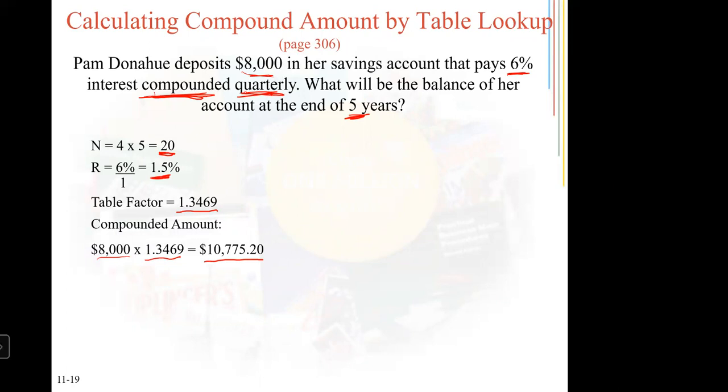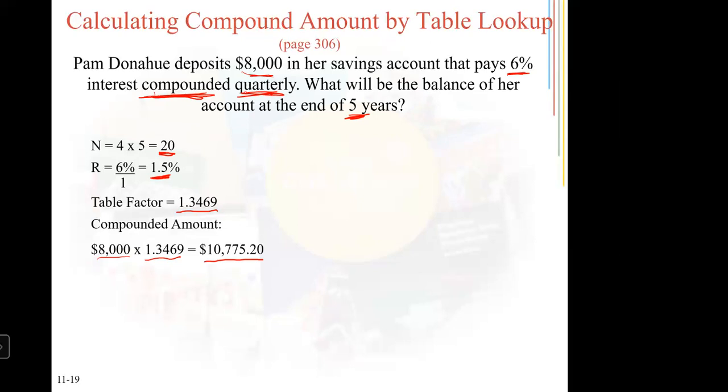Suppose you wanted to find how much interest she earned, what would you do? 8,000 times 6% times 5 years? No, that's trying to find the simple interest. I want to know how much interest she earned from this investment. 10,775 minus 8,000. So you take away the 8,000 from the compounded amount, which is 10,775.20. But if I said find the simple interest, then you would say 8,000 times 6% times 5. But I just wanted to find out how much interest she earned from this investment.